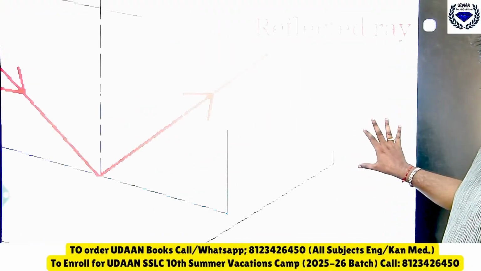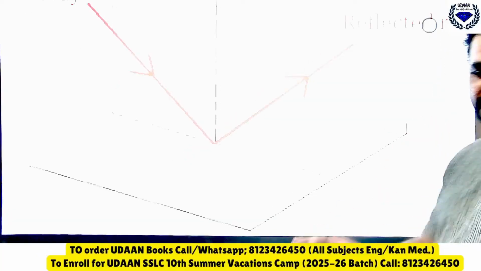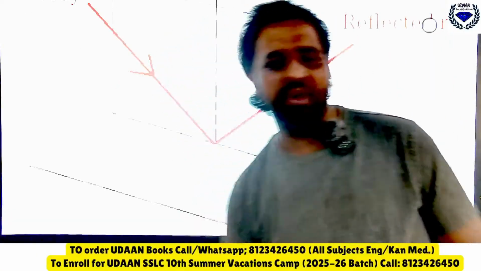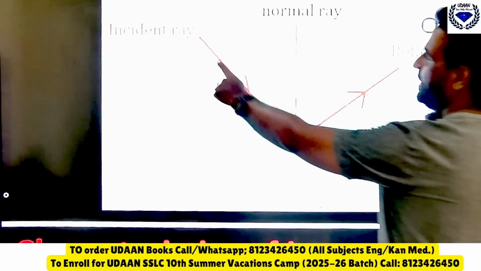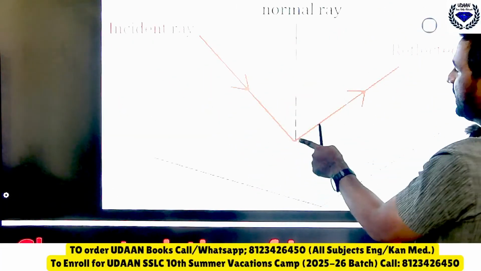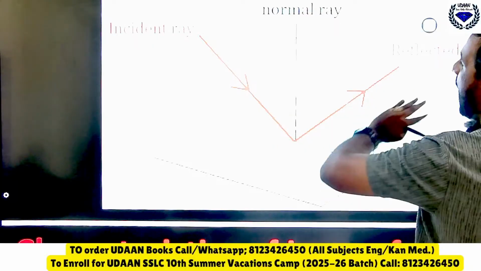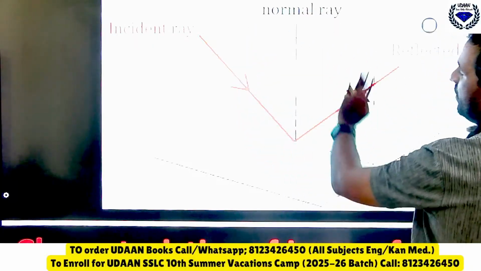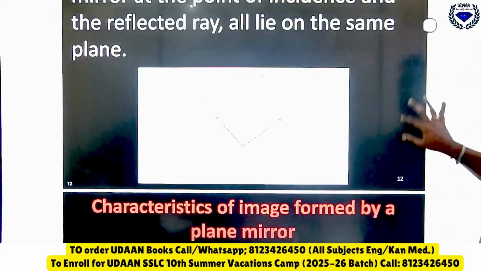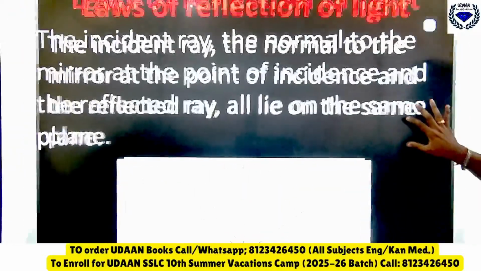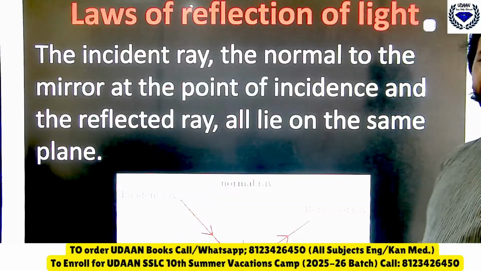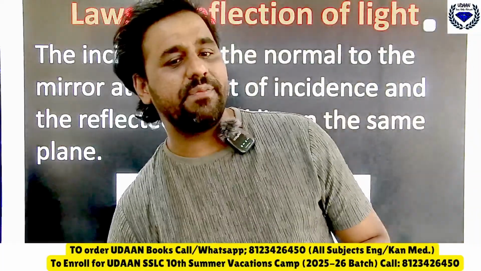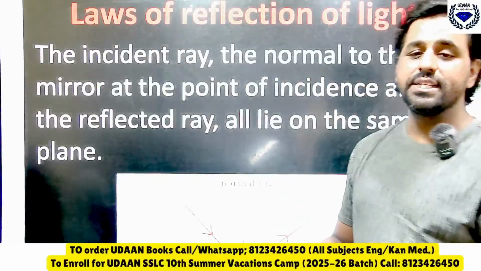Suppose you can see this figure here, if the figure is visible you will understand. Suppose this is the incident ray, the red color you see is the incident ray, this is the reflected ray, and they all lie in the same surface. The incident ray, the normal to the mirror at the point of incidence and the reflected ray all lie in the same plane. That is nothing but the second law of reflection.